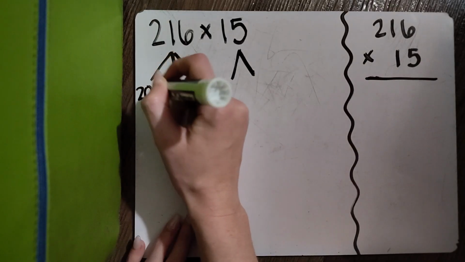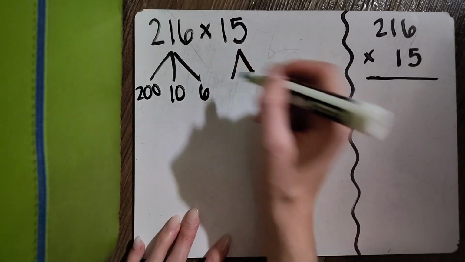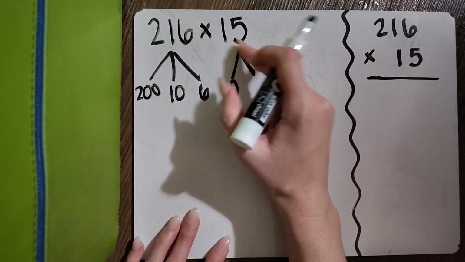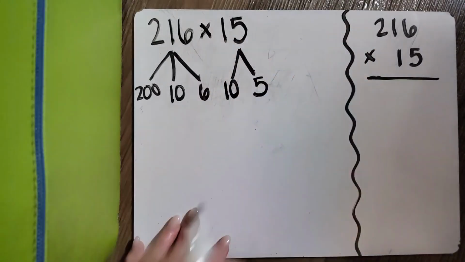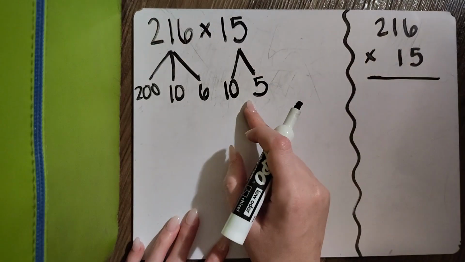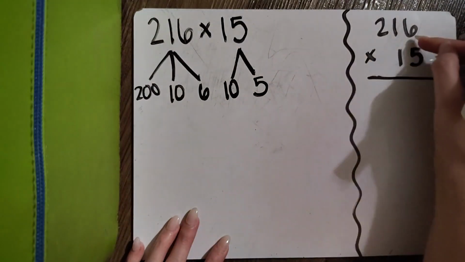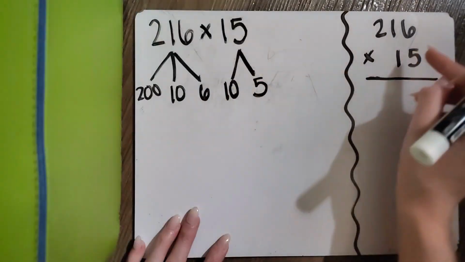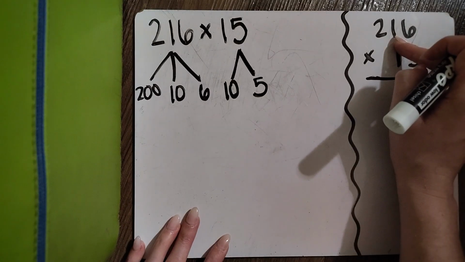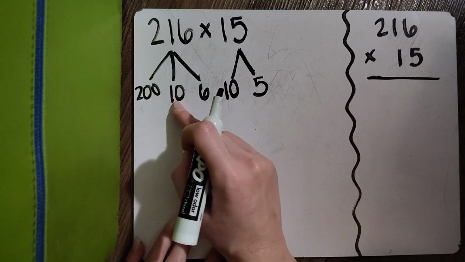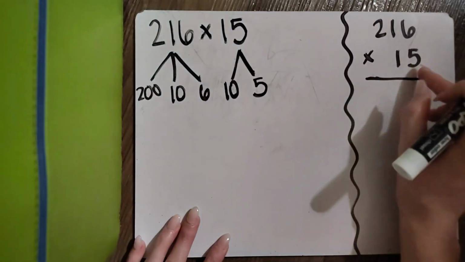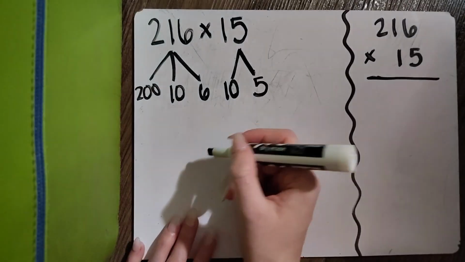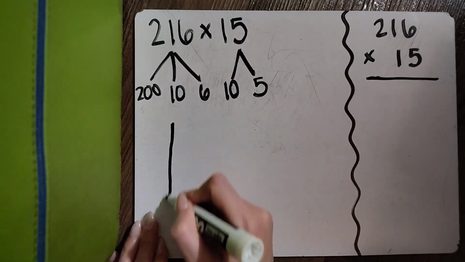We have 2 hundreds, 1 10, and 6 1s. Here we also have 15, which has 1 10 and 5 1s. So, just as we do 5 times 6, we also do 5 times 6. Just as we do 5 times 10, we also do 5 times our 10. And then, of course, 5 times 200s, 5 times our 200s. So our area model looks something like this.